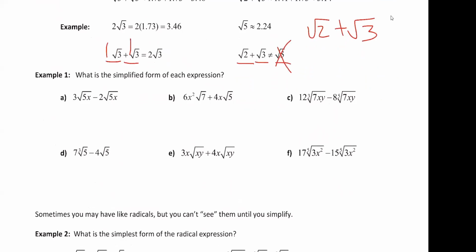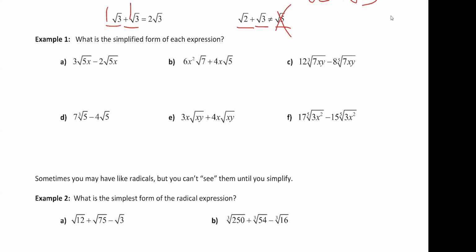Okay, so let's look at some actual problems. The first thing, when you're adding or subtracting, is to make sure you have like radicals. In this first example, we have like radicals. We have a square root for both of these, and they both have 5x as the radicand, or the number underneath. So if you have 3 of these minus 2 of these, you're just going to have one of those square roots of 5x.